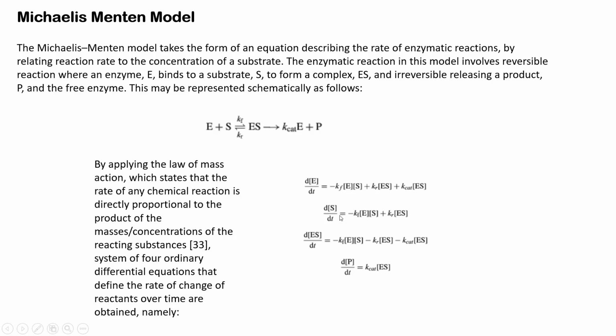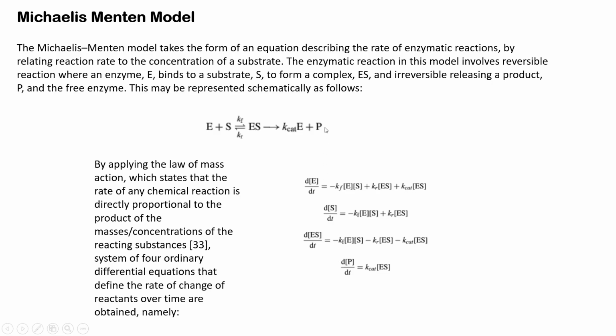Similarly for S, you can see this is fairly simple. S is getting degraded with the forward rate and getting replenished with the backward rate. ES, on the other hand, is getting formed from the degradation of E and S, and also this ES is going and making E and P, so that is coming in as negative.